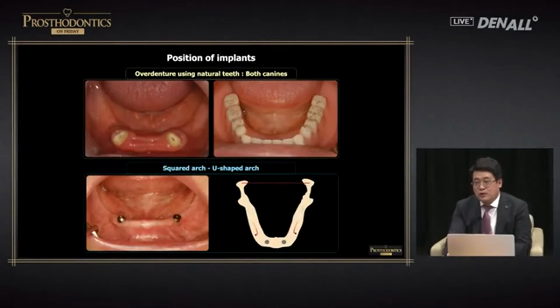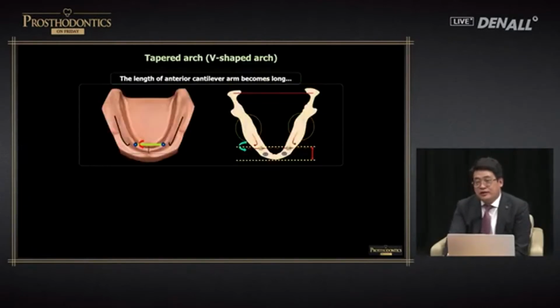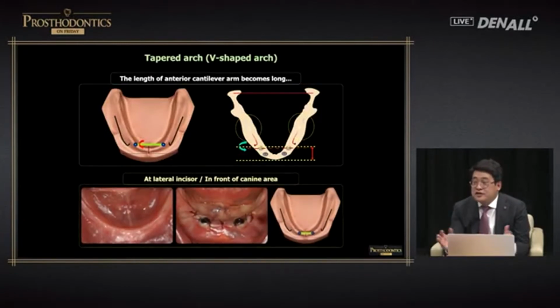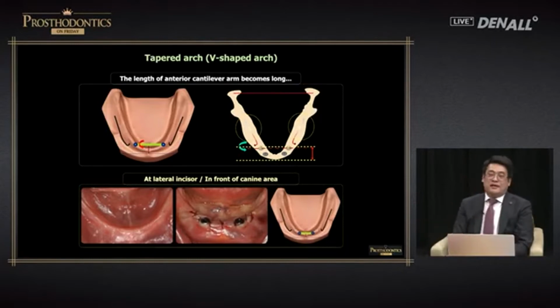Please carry on. If the arch shape is U-shape, the position is not really important, but the canine area is preferred. In the case of V shape, if you place it in the canine area, the anterior cantilever becomes elongated. You need to place it mesial to the canine.